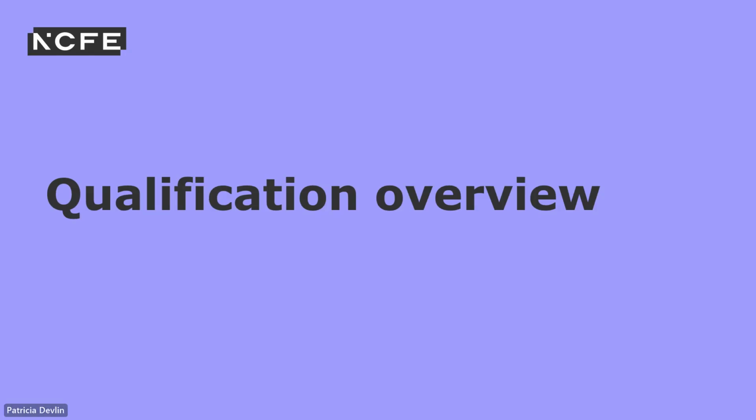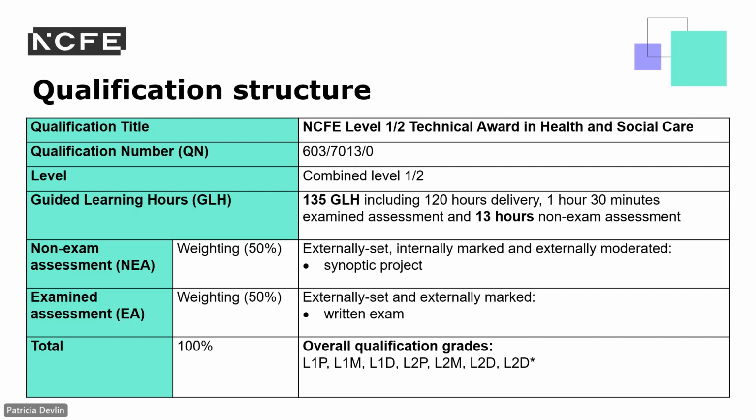So I'd like to start with a brief overview of the structure of the Health and Social Care technical qualification. The guided learning hours are 135, and this includes 120 hours for delivery, 13 for the NEA and 1 hour 30 minutes for the exam. The total qualification time is 149 hours, and this includes any homework you might set and independent learning.